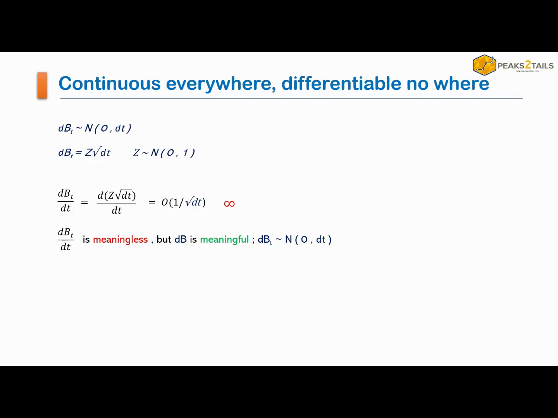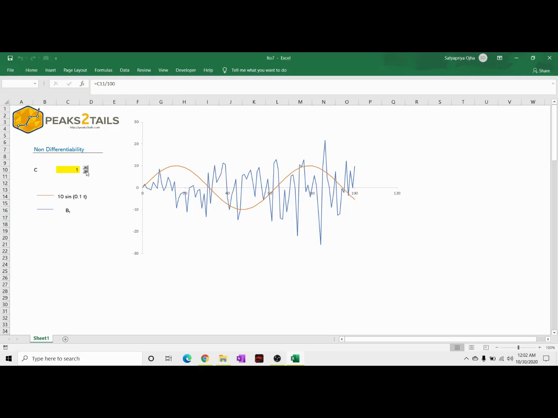Let's look at an Excel animation, a visual that shows how Brownian motion is continuous everywhere but not differentiable anywhere. In order to show you the non-differentiability aspect of the Brownian motion, I have plotted two curves on the same page. The orange one is a smooth curve given by 10 sine 0.1 t, which is differentiable everywhere, and then the blue curve, which is the Brownian motion.